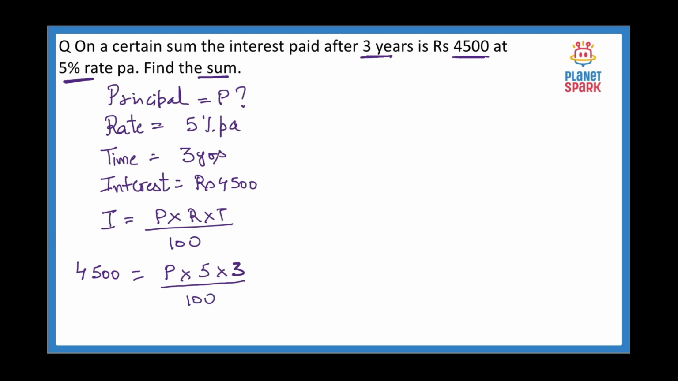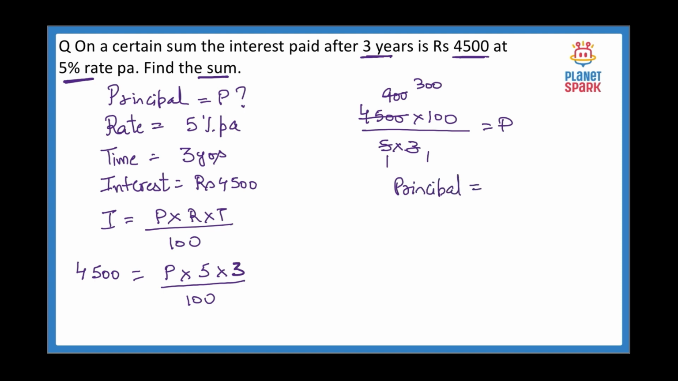So now we have to simplify this. 100 is divided on RHS. If I take it to LHS, it would be multiplied. Similarly, 5 into 3 is multiplied on RHS. If I take it to the other side, it would be divided. On simplifying, we are going to get principal amount is equal to rupees 30,000. So 30,000 was my original amount which I have invested.